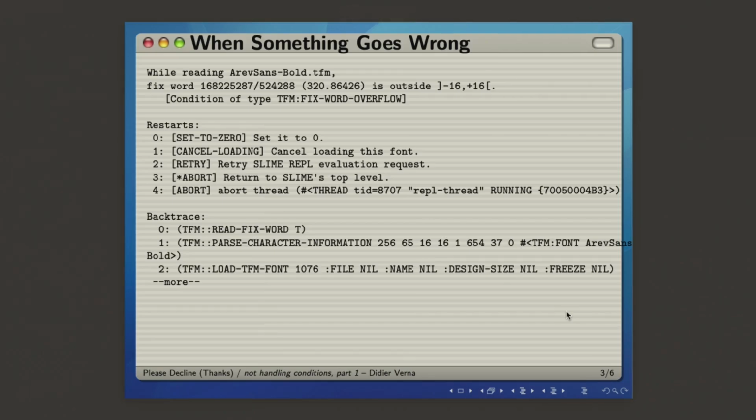If something goes wrong interactively, you enter the debugger, and as you can see, you can see the different restarts possible here. What I want to explain here is that by looking at the backtrace, you can also have some bits of useful additional context. So for instance, in this situation, the backtrace tells you that the problem reading the fixed word occurred when you were parsing a character information. This is an additional and useful piece of information, but of course, this has to occur when you are interactively loading the TFM file.